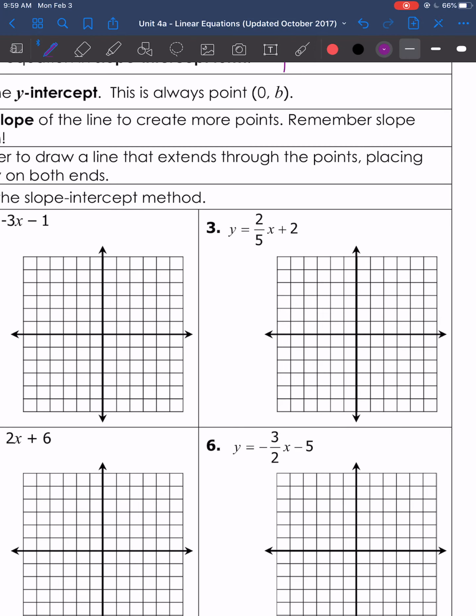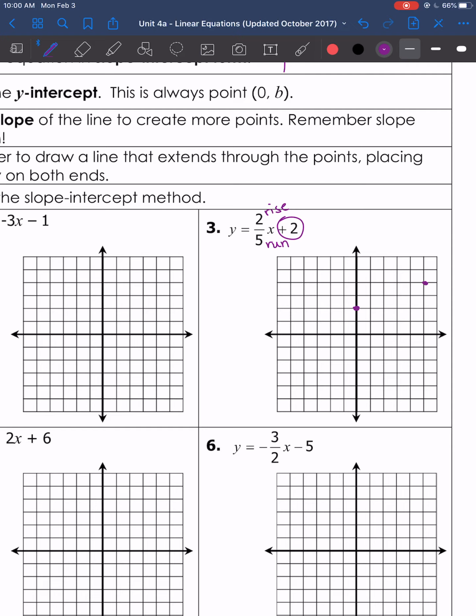Let's do 3 here. We have y equals 2/5 x plus 2. So it is in slope-intercept form, and we are going to start with our plus 2, our y-intercept. So we're going to go up 2 from 0, 0. And then my rise is 2, and my run is 5. So I'm going to rise 2, and I'm going to run 5. And then so now I have 2 points. But how do I get the next point?